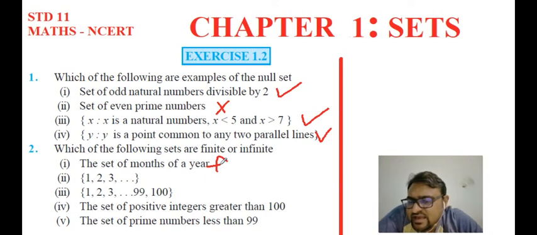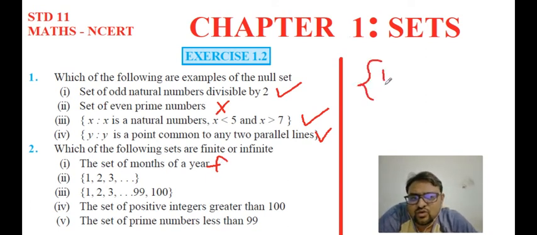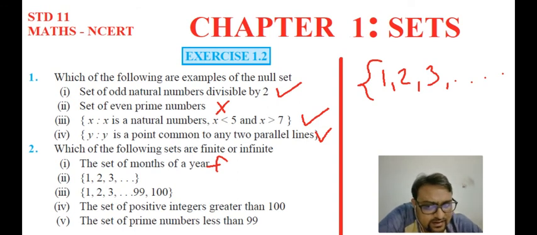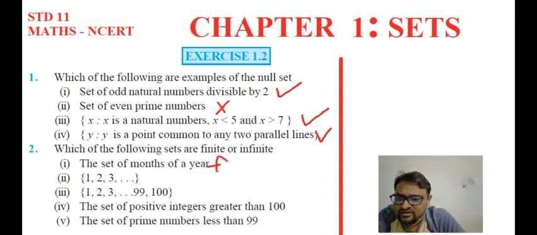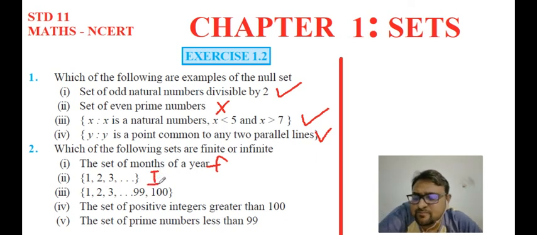F. Second one: it is given like this, 1, 2, 3, and so on, which means there is no end. If you say that the maximum number is 1000, I will say the next to it is 1001. If it is 10,000, the next to it is 10,001. If it is 1 crore, the next is 1 crore and 1. So there is no end to this. So this is an infinite set. I will write it down: I.